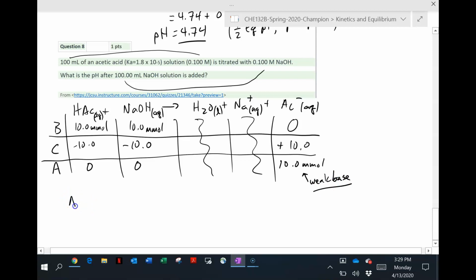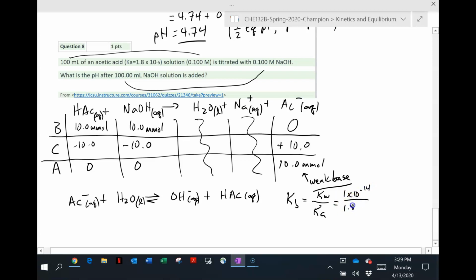So the weak base problem is that the acetate ion can react with water, and that's going to form hydroxide and recreate some acetic acid. Water is liquid. All these other things are aqueous. This is how acetate ion acts as a weak base. Kb for the acetate ion is going to be Kw divided by Ka for acetic acid. So that's 1 times 10 to the negative 14th over 1.8 times 10 to the negative 5th. That comes out to be something like 5.6 times 10 to the negative 10th.